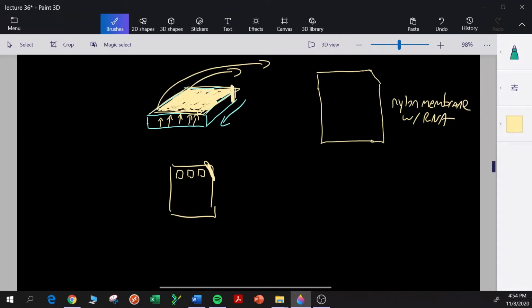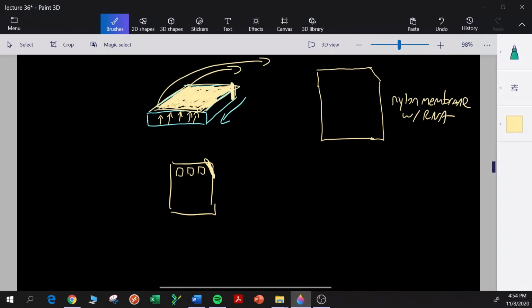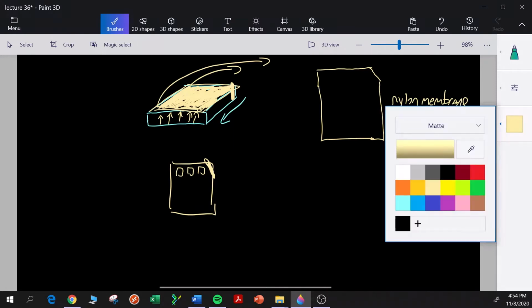We want to detect the CSA messenger RNAs, because that's our experiment, right? We're testing to see if the levels of CSA messenger RNAs go up. So what is most commonly used is a radioactive probe for the messenger RNA. Let's see, what color do I want to use? I'll use blue.